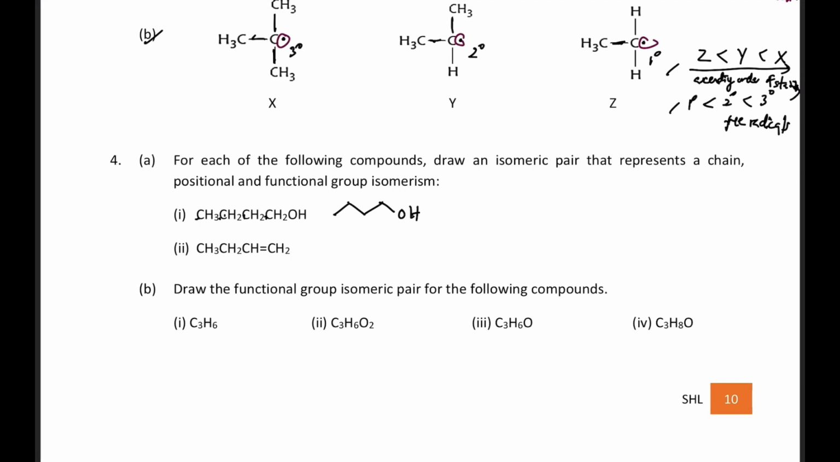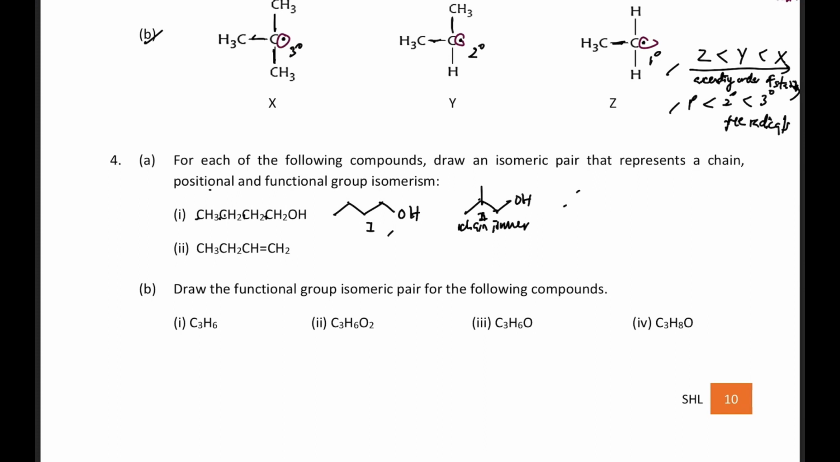And then kita draw dia punya chain isomer. So chain isomer kita just buat branch kan. Jadi kita buat 1, 2, 3, pendekkan dia punya bond. Tarik OH and then kita buat branch. Sudah settle. So this is dia punya chain isomer. Okay, ini 1 and 2. So 1 and 2 adalah chain isomer.